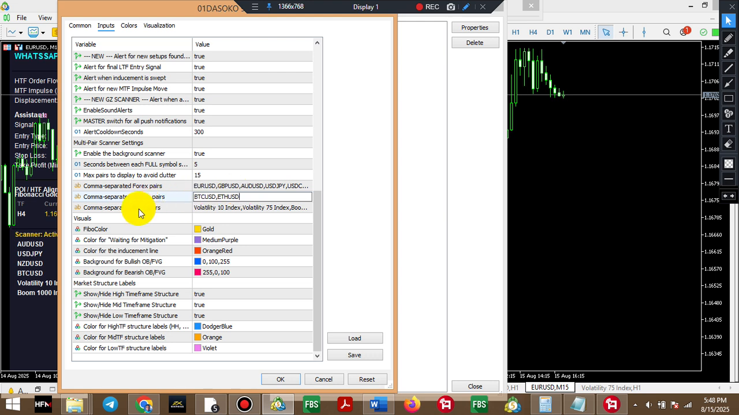Then we also have space for derivative traders, those who like trading the synthetic indices. So you can also come down to this section and put all the synthetic pairs there that you want the scanner to observe for you. When there's a setup, there's an alert. It's going to tell you there's an alert on a particular pair and tell you the particular time frame.